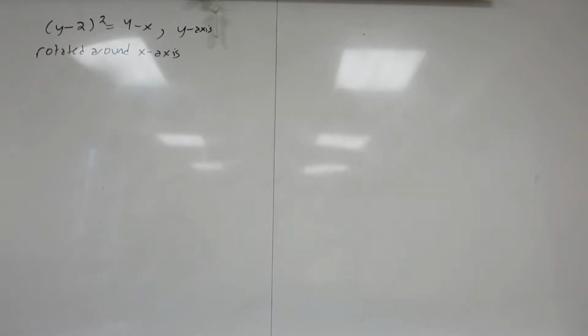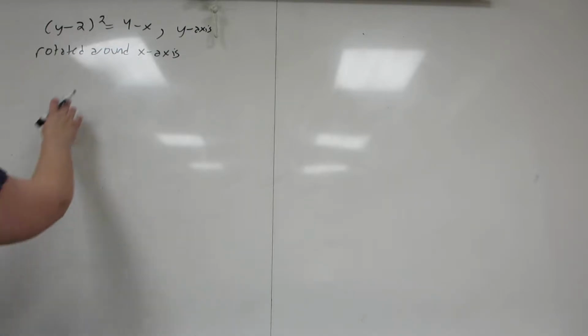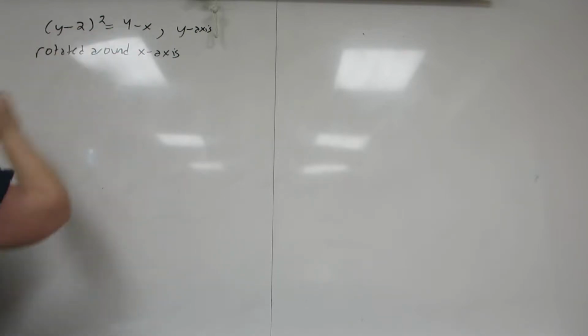Once again we're finding the volume of a surface of revolution. This time it's defined by this interesting equation, (y - 2)^2 = 4 - x, and the y-axis giving our region, and then rotating that around the x-axis. Now this graph is a parabola, but it is a sideways parabola.